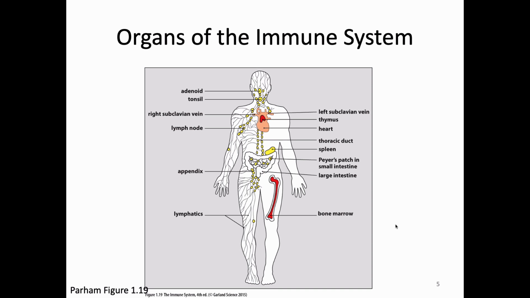This figure shows many of the critical primary and secondary lymphoid organs. In this figure, the primary lymphoid organs are in red, and the secondary lymphoid organs are in yellow.